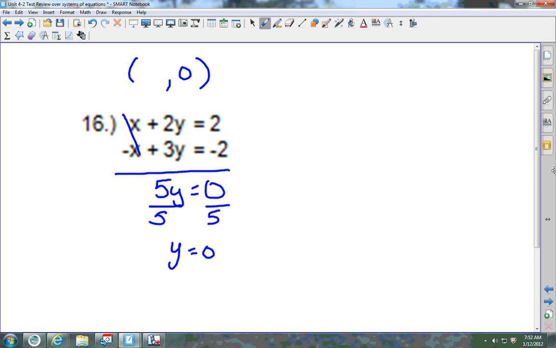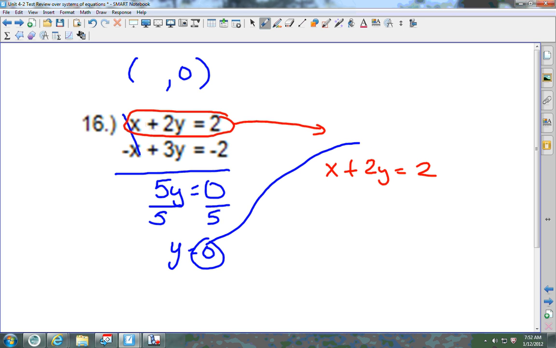So now when I go up here, choose one of the two equations. I'll choose this top one because it's all positive. So I'm going to bring it over here. I've got x plus 2y equals 2. Y is 0. I'm going to come up here and put it in here for y. So I get x plus 2 times 0 equals 2. 2 times 0 is 0. X equals 2. My solution is 2, 0.